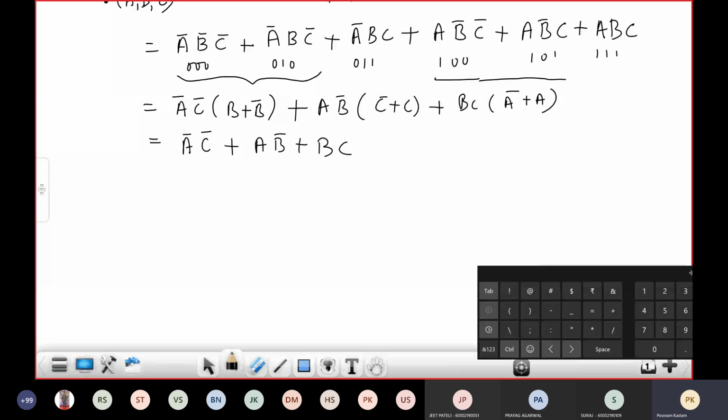B plus B bar, the logical sum of B and B bar, will give you 1, right? Similarly, C bar OR with C is 1, and A bar OR with A is 1. So this is what you people said, this is the solution that you got? Yes, ma'am. Is there anyone who got something else? Any other expression?